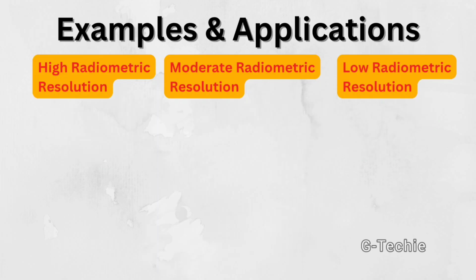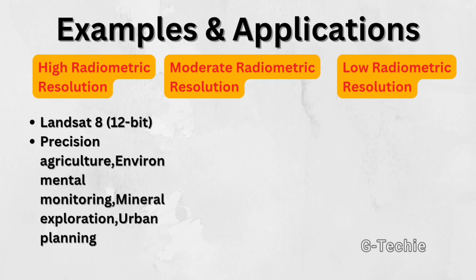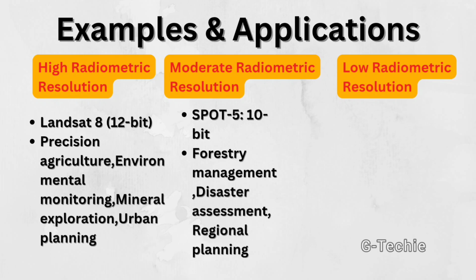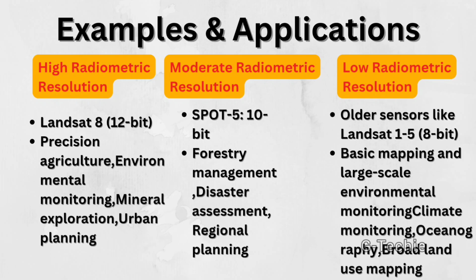Example and applications: high radiometric resolution is Landsat 8. It's 12-bit. Used for precision agriculture, environmental monitoring, mineral exploration, and even urban planning. And for the moderate radiometric resolution, SPOT 5, 10-bit, used for forestry management, disaster assessment, regional planning. And for the low radiometric resolution, older sensors like Landsat 1 to 5, 8-bit, used for basic mapping and large scale environmental monitoring, climate monitoring, oceanography, and broad land use mapping.